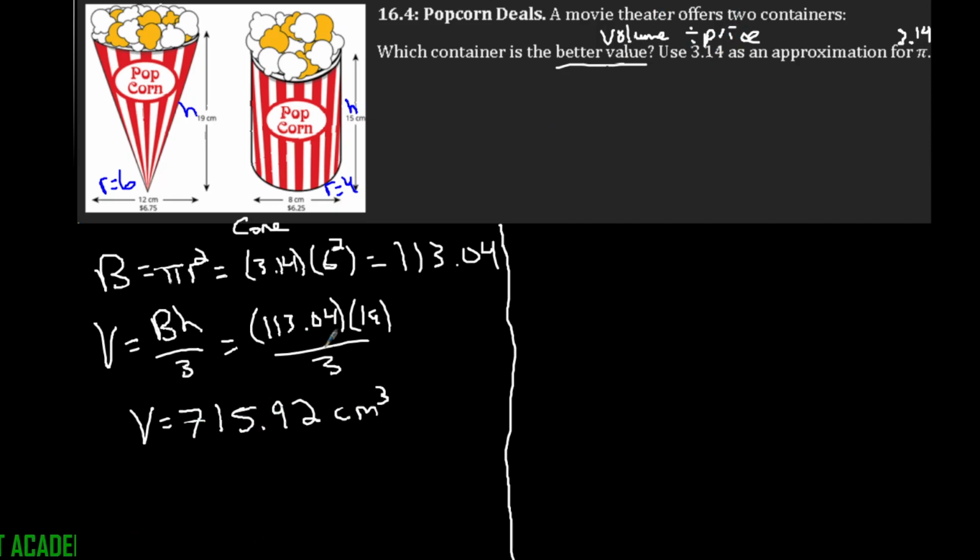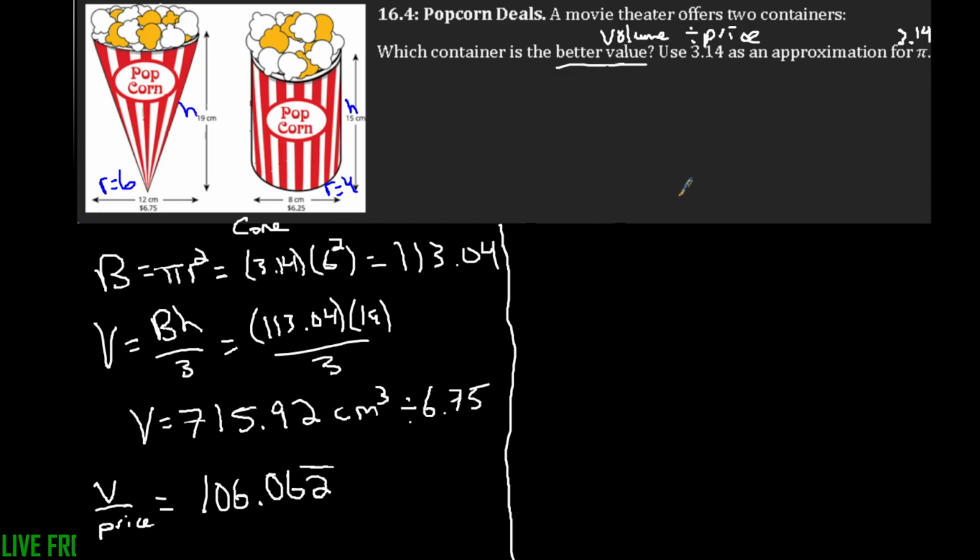This is going to be our volume, but we have to make sure that we divide it by our price. So I take this divided by the $6.75, which is the price. And so I'm going to say the volume divided by price is equal to 106.06 with the 2 repeating. Because that's the number we're going to compare to the cylinder.